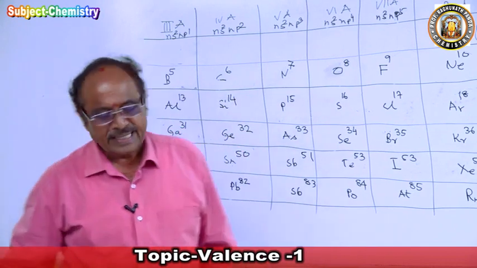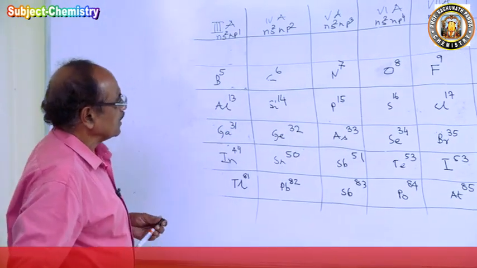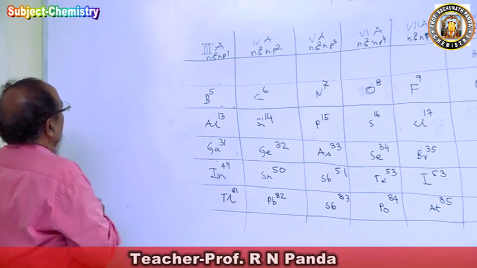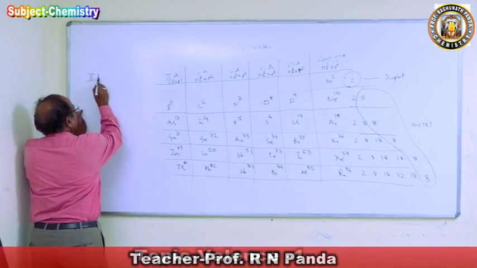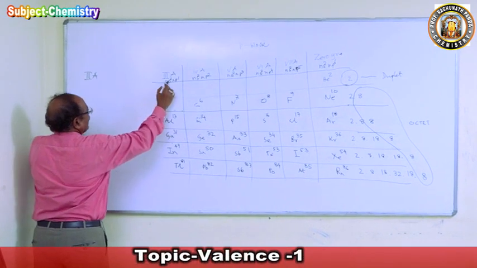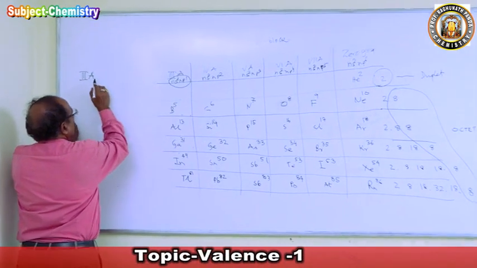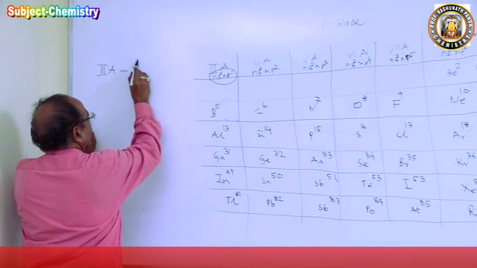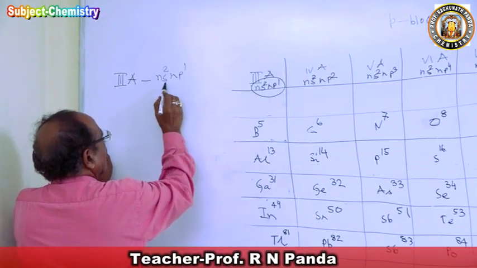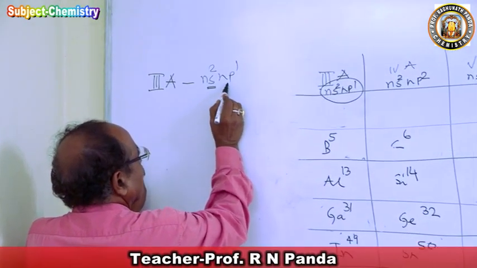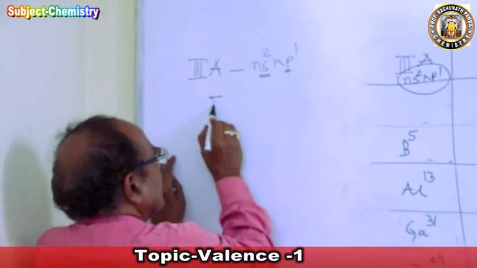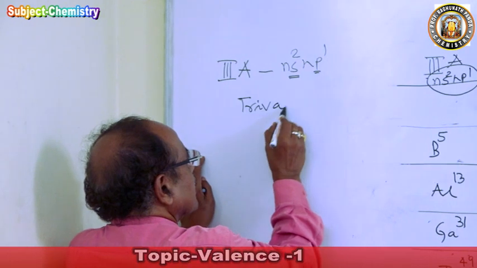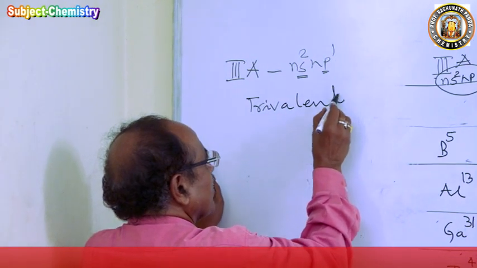So now, group number indicates the number of electrons present in the outermost cell. If we come to group 3A elements, how many electrons do they have? They have 3 electrons: ns2, np1. In the s orbital they have 2 electrons, in the p orbital they have 1 electron. So they will be what? They are trivalent. All these elements are trivalent.